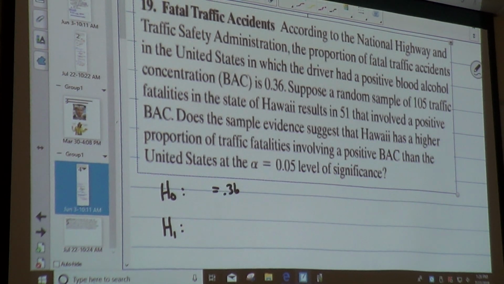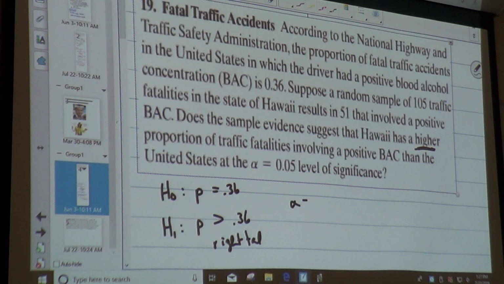0.36, and that's going to be a percentage, 36%. So what is our H1? What are we trying to prove? It's a higher proportion, so it's going to be a greater than. What kind of test is that? Left-tailed, right-tailed, two-tailed? This is going to be a right-tailed.